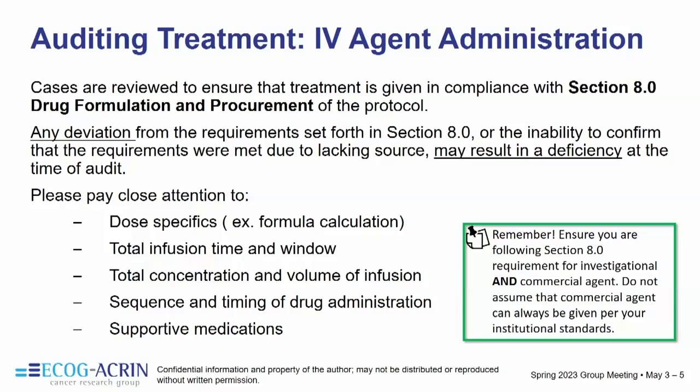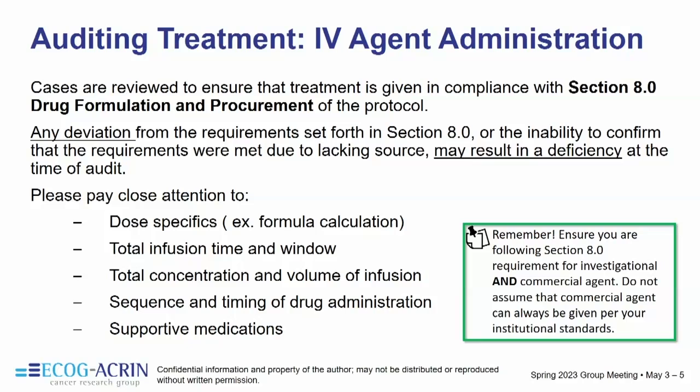So please pay attention to your dose specifics, and I don't just mean nivolumab being administered 240 milligrams versus 480, but really look at the formula calculations there. So are you using the Calvert formula? How does the protocol want you to do carboplatin AUC calculations? Because even if you are administering commercial agent as part of the research after the patient's been enrolled, we do want standardized administration. So that'll be talked about in Section 8.